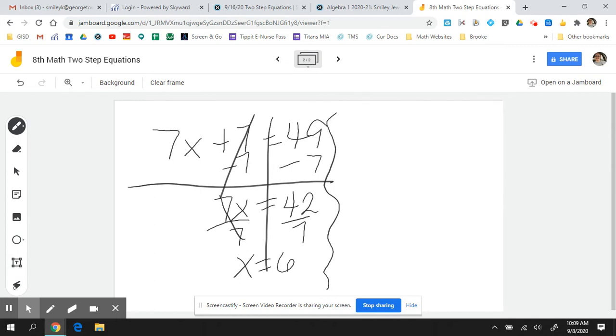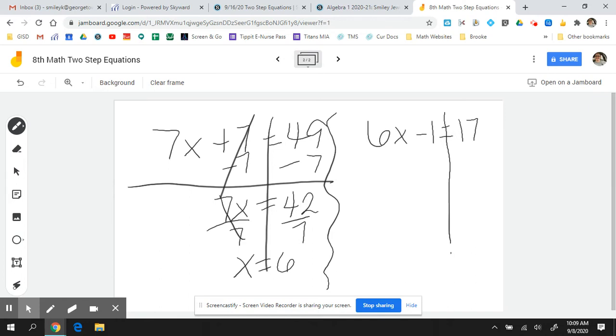All right, let me try another problem for you. Now this one, 6x minus 1 equals 17. So they're a little bit different. Instead of having a plus sign on the left-hand side, we have a minus sign. So I'm going to break it into two sides, the left side and right side of this equal sign. And I'm still going to work with the left-hand side.